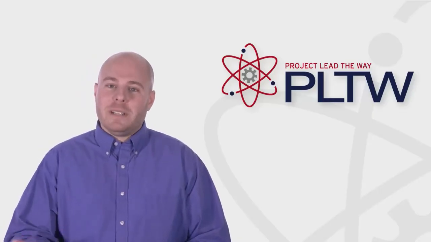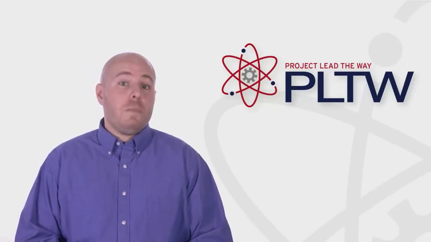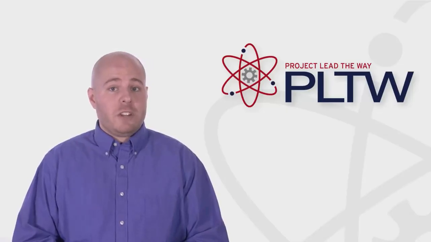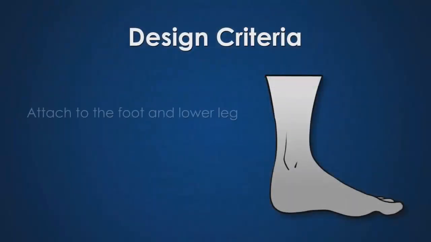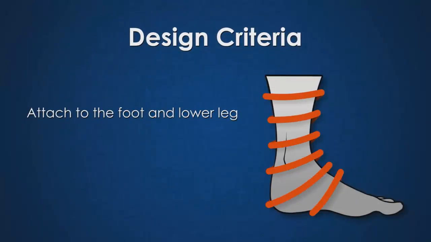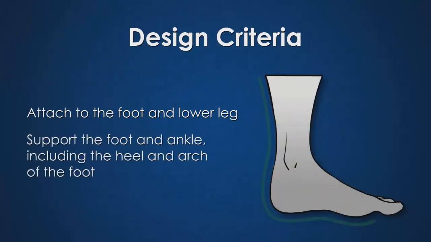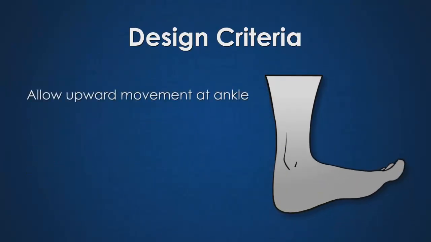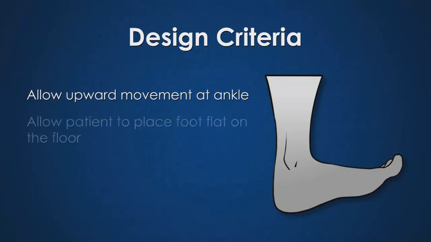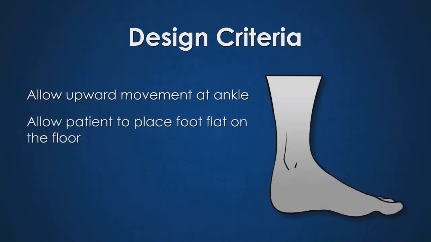As you plan, build, and test your design, make sure that you meet the following requirements for your patients. The orthosis needs to attach to the patient's foot and lower leg and support the foot and ankle, including the heel and arch of the foot. It needs to allow upward movement at the ankle. It needs to allow the patient to place their foot flat on the floor when standing.